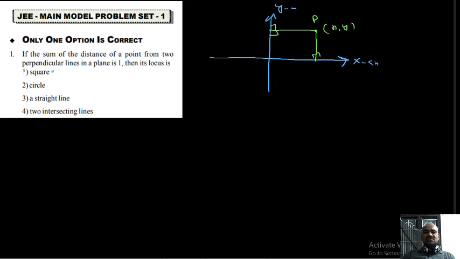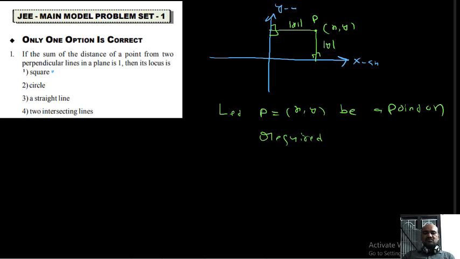So what is this distance? This is mod y, and this is mod x. So let P equal to (x, y) be a point on the required locus. Okay students, what is the given condition? Mod x plus mod y equal to 1.